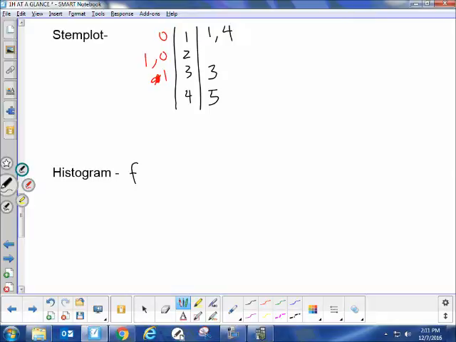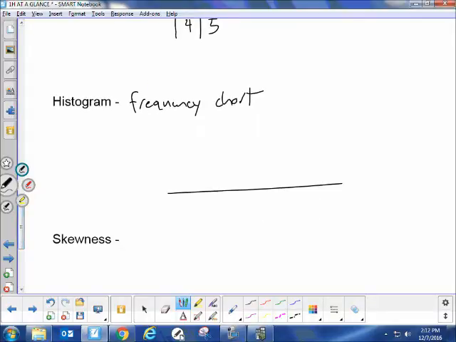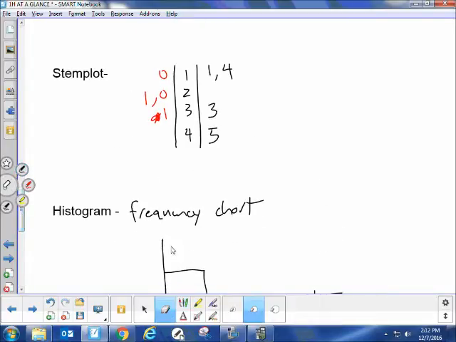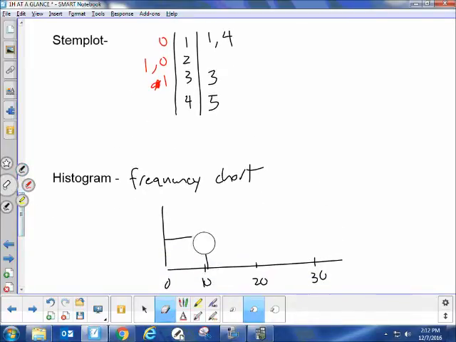Histogram is a frequency chart. It looks like a bar chart, but it's not. So what happens with a histogram is that we have bins on the bottom. So like from 0 to 10, from 10 to 20, from 20 to 30. And then we see how many pieces of data are from 0 to 10. We could do a bar chart, frequency chart for both of these home run hitters.